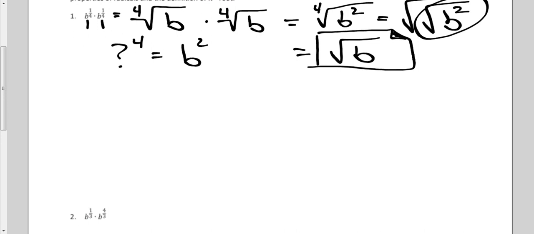So Lars had a good question. I got b to the 1/4 times b to the 1/4, right? If I got the same base, what can I do here? How do I combine them? By doing what to the exponents? By adding them up, right? And 1/4 plus 1/4 is what? 1/2, which b to the 1/2 power is square root of b, right? So why don't I just do that?